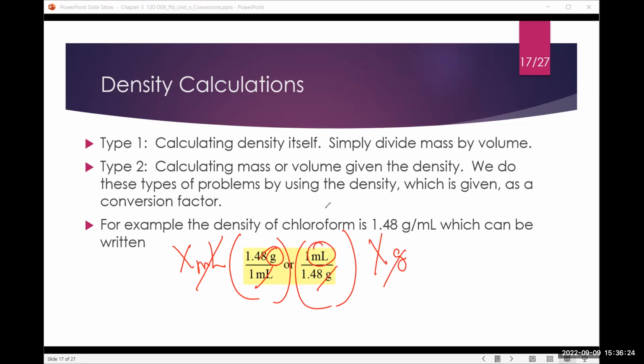Now, when you do these type of calculations of type 2, you should always end up with a single unit, okay? Unless you are calculating a type 1 where you're actually calculating the density, and only then do you have units of grams over volume. But for the type 2, you're going to have units either in milliliters or units in grams, not that ratio unit, okay, of grams over milliliters.